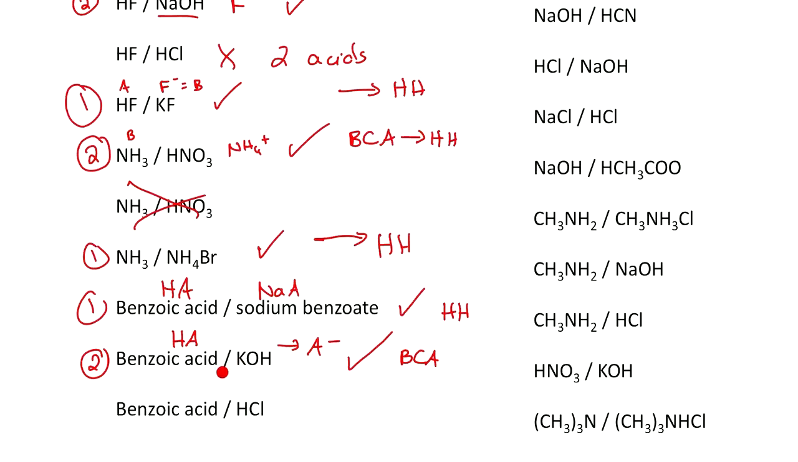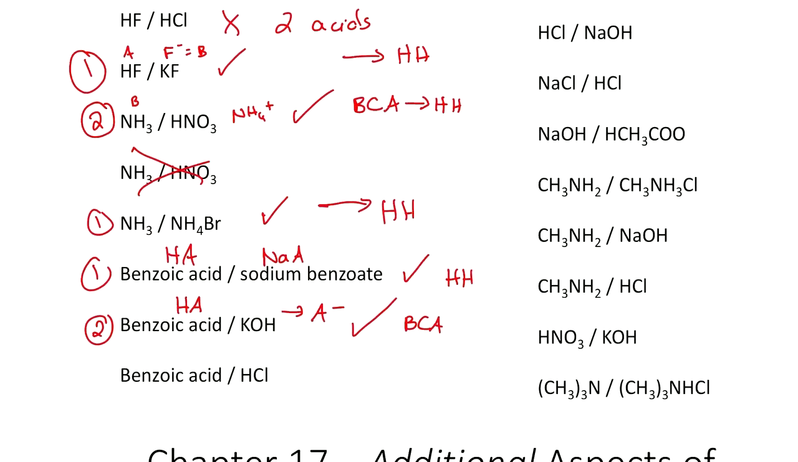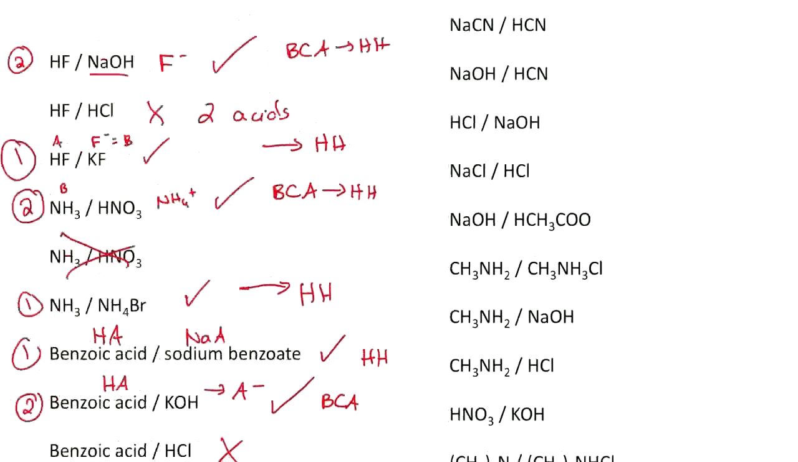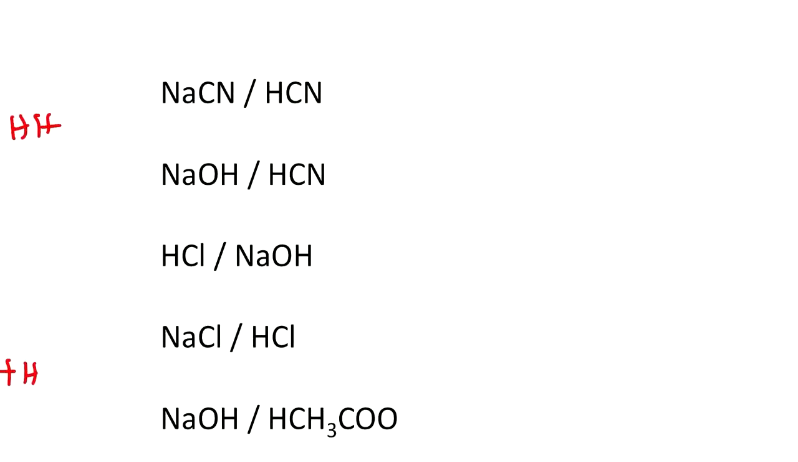This one is actually no different than this first one, HF and sodium hydroxide. There's a weak acid. There's a strong base. Benzoic acid is a weak acid. KOH is a strong base. It's no different. All right, benzoic acid and HCl. No, why is it not a buffer? Those are 2 acids, yes, so no. All right, keep going. All right, NaCN and HCN. Is that a buffer?